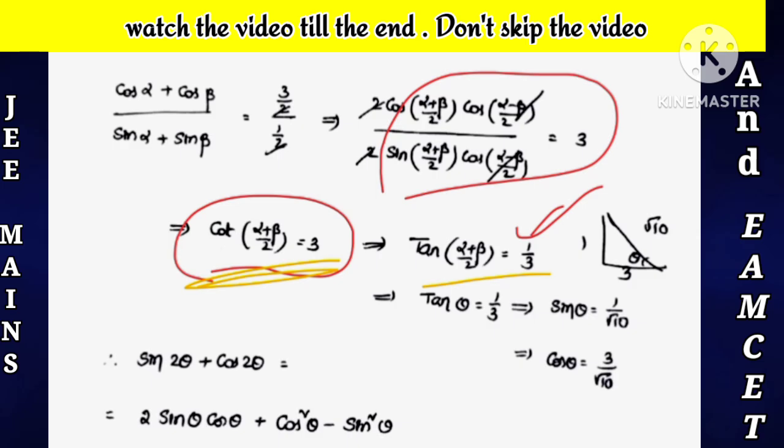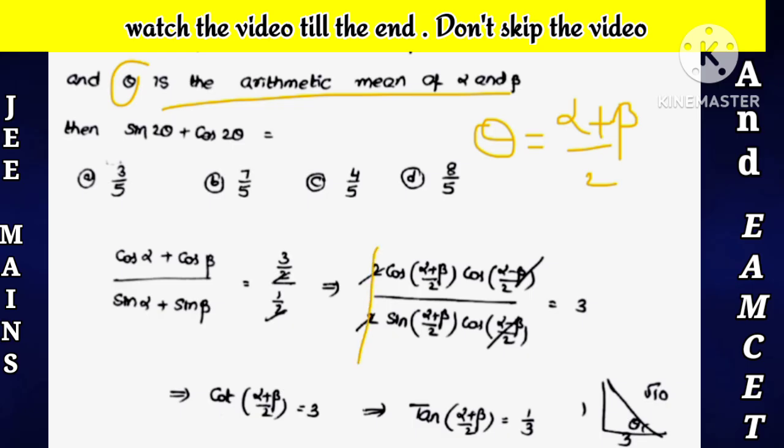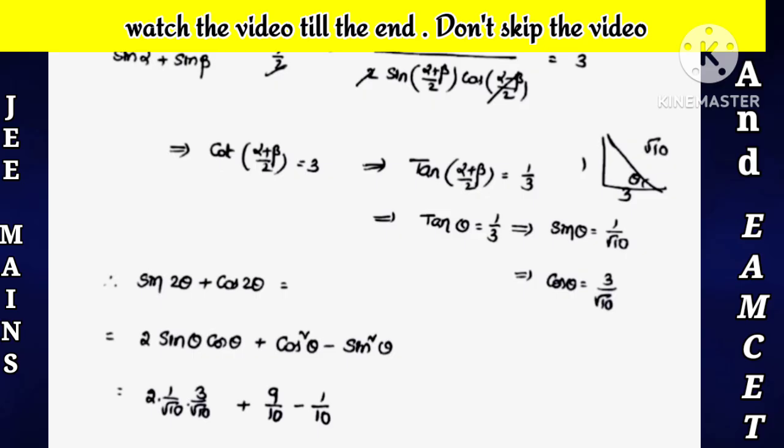But at the starting we have that theta is nothing but the arithmetic mean of alpha, beta. It is given that the value of theta is equal to (alpha plus beta) by 2. So here, in place of (alpha plus beta) by 2, I am substituting theta. At the starting it is given that theta is the arithmetic mean of alpha, beta.